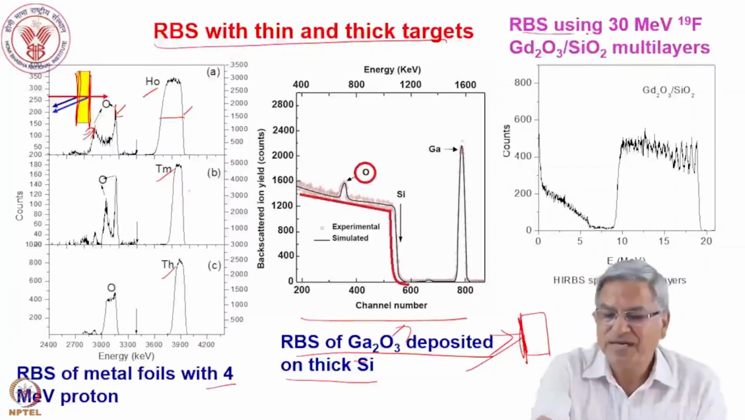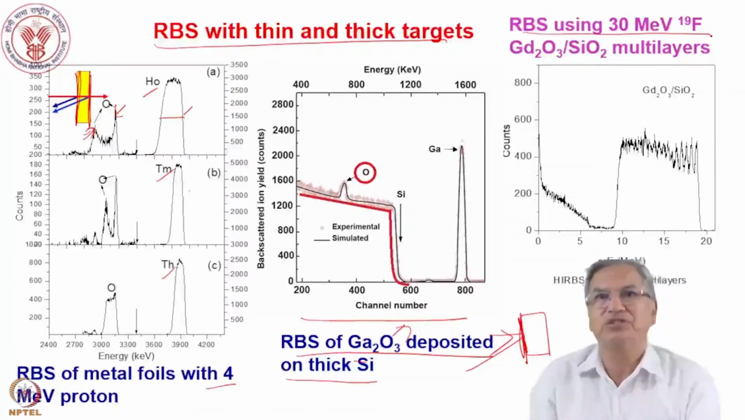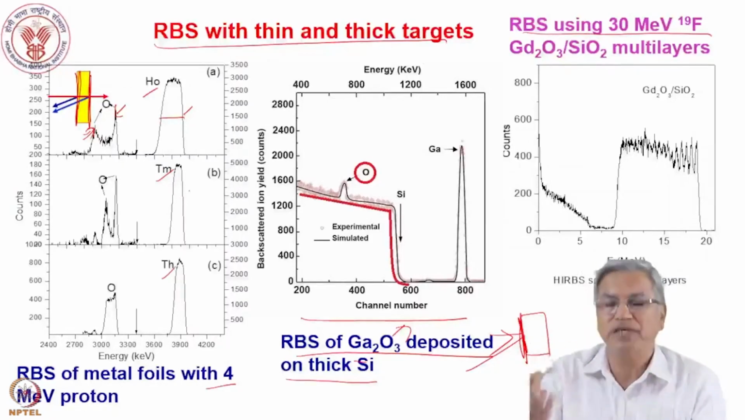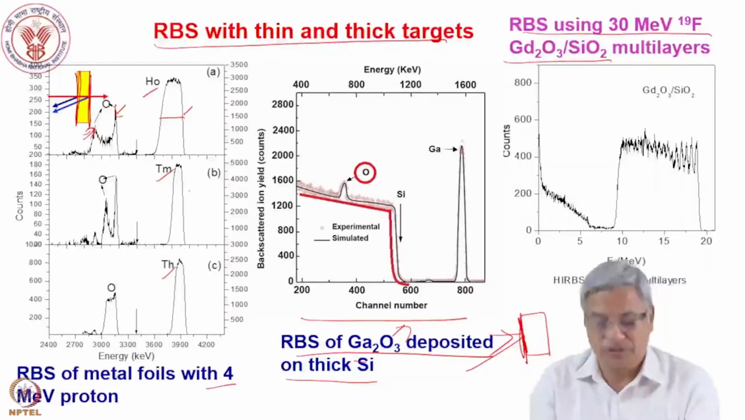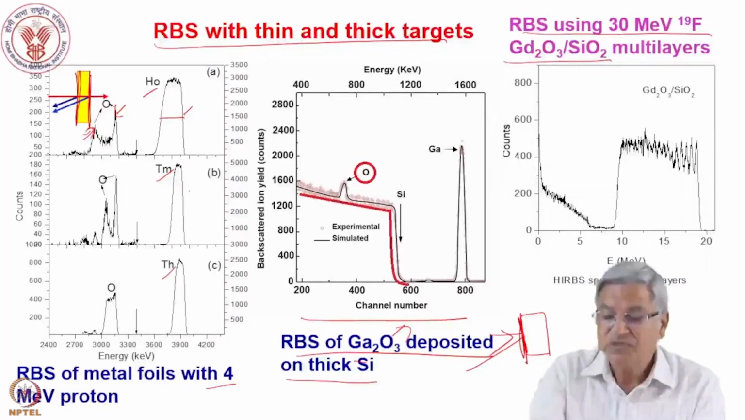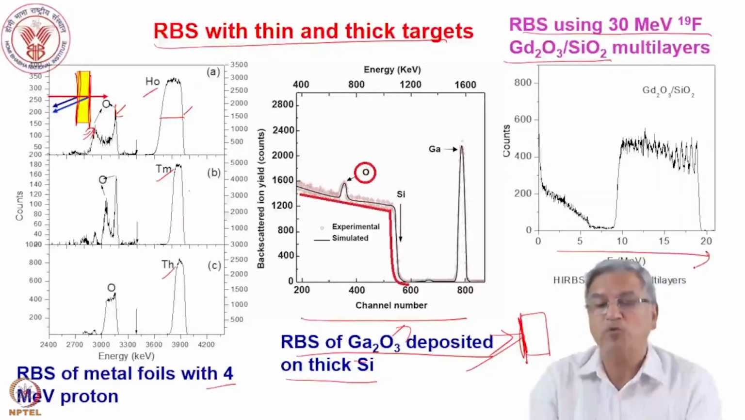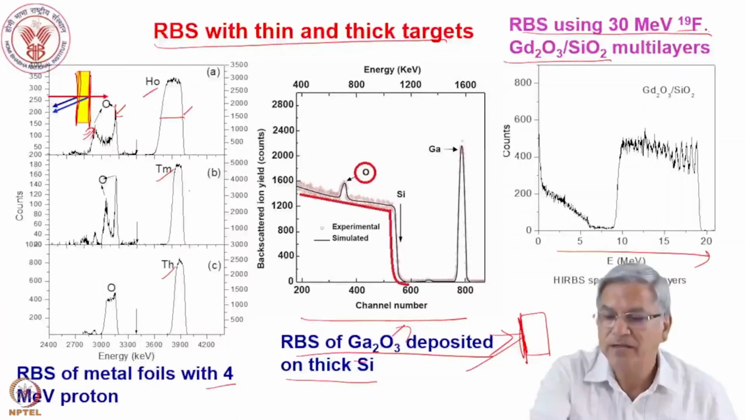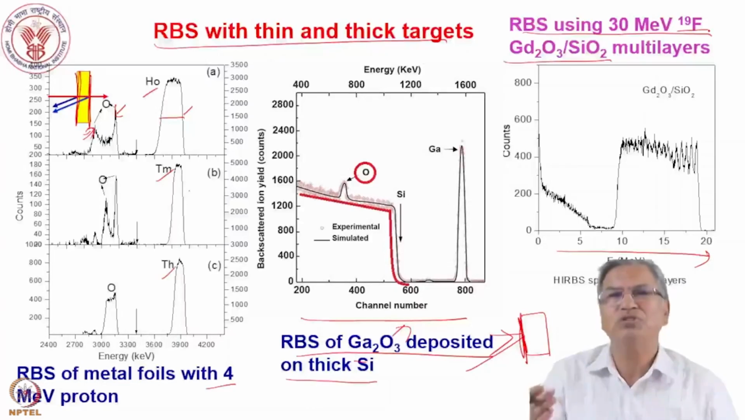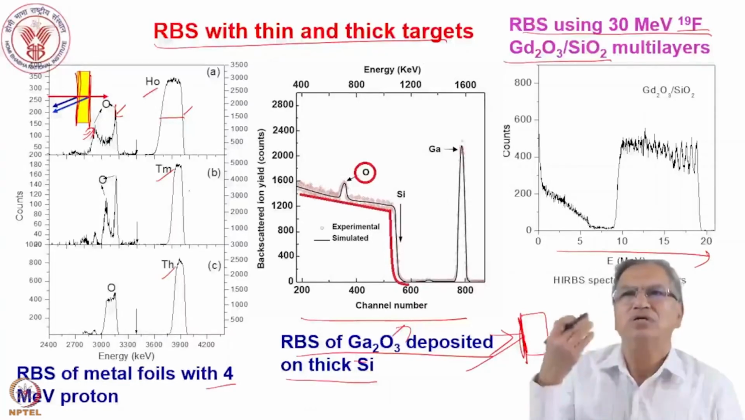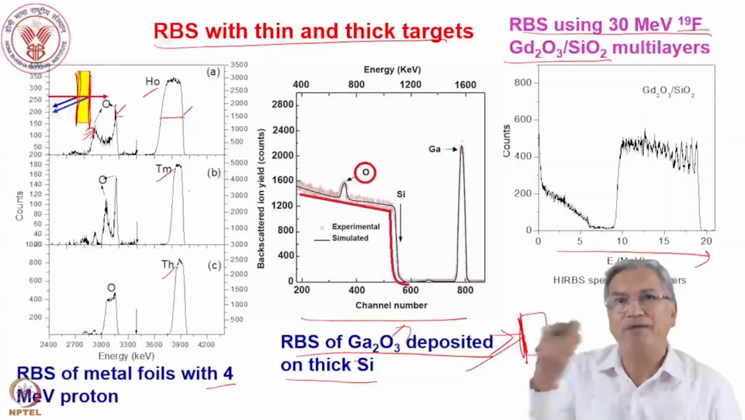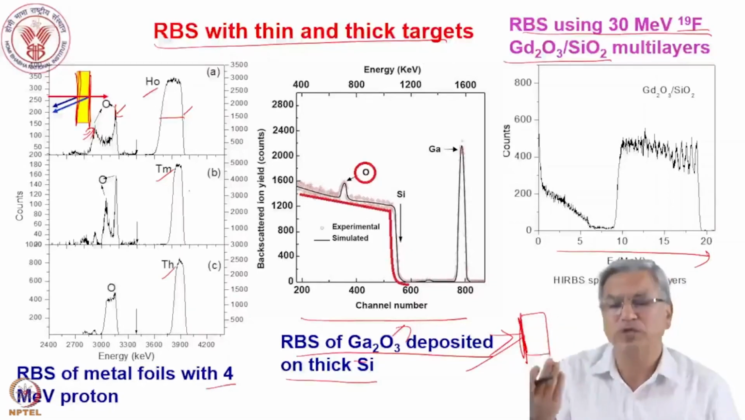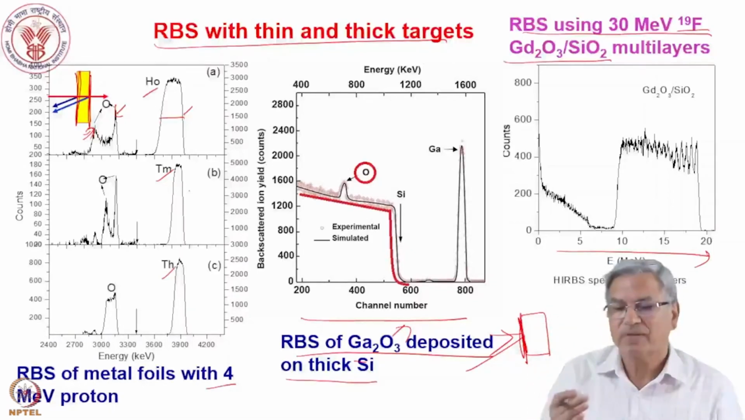And this is a very interesting experiment of multilayers. Several layers of gadolinium oxide and silica were deposited, each layer being nanometers thick, and that could be seen in the RBS spectrum. But of course, if you want high resolution, you require heavier projectiles like fluorine-19, because you require more mass resolution. If you want higher mass resolution or higher resolution, you require heavier ions, because the stopping powers are higher.